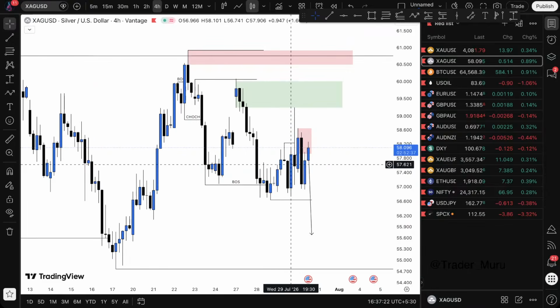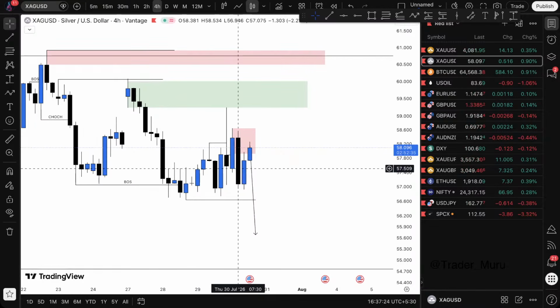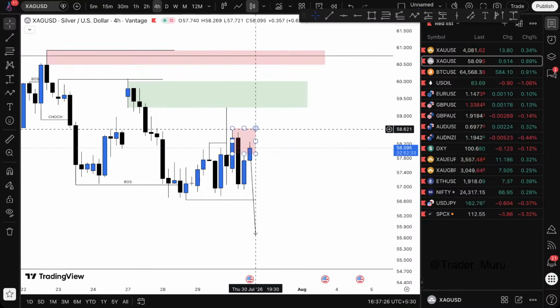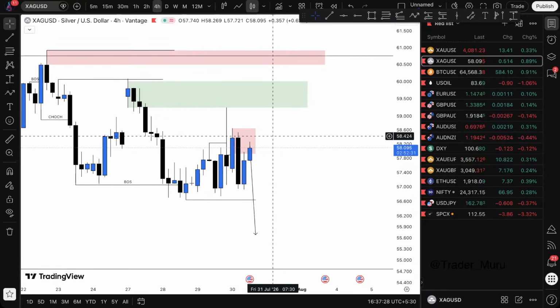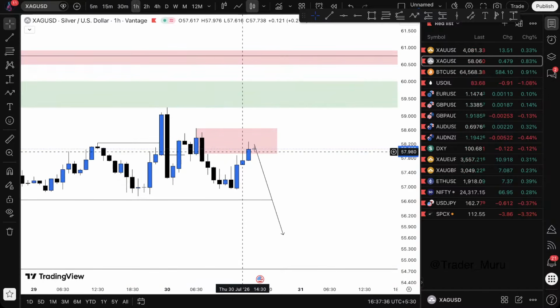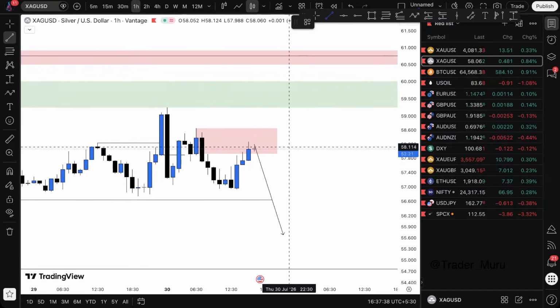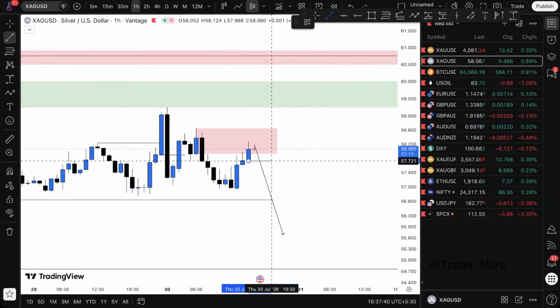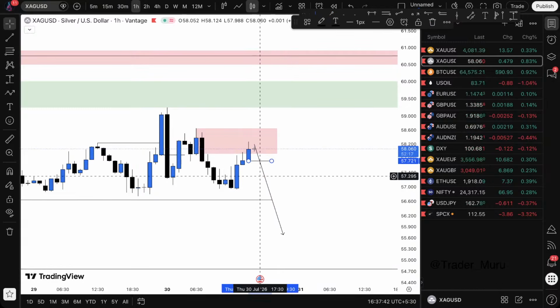In silver, we also have a momentum break on the downside in the 4-hour time frame, and this is just a retracement going on until we have a 4-hour candle closing above 58,500. Silver is still bearish. And for confirmation, use the last 1-hour candle low. If it breaks and we have a candle closing below, you can start shorting silver.